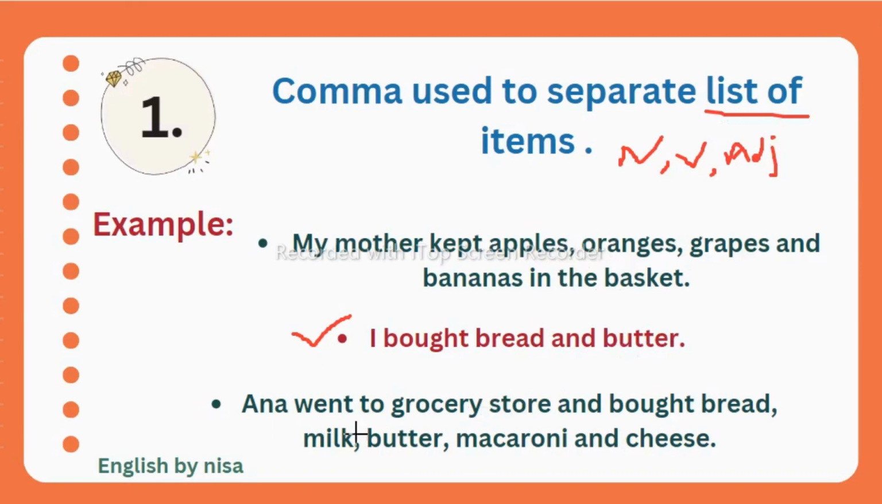Now the next one: Anna went to the grocery store and bought bread, milk, butter, macaroni, and cheese. As I told you, we are separating bread from milk with a comma, and milk and butter we are using a comma in between to separate, and macaroni and cheese, these last two words or names, we are separating with the and. We are not using a comma here, and at the last, a full stop.